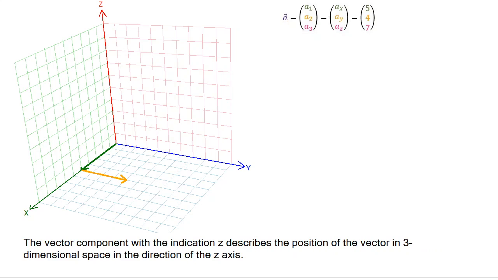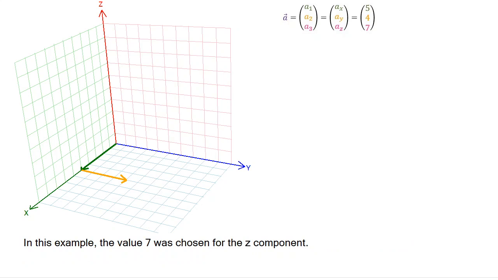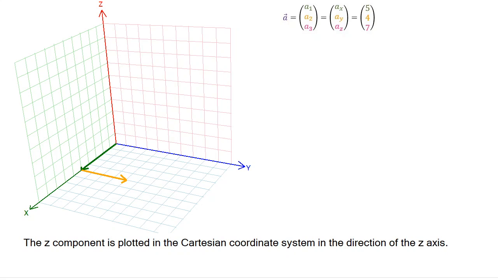The vector component with the indication z describes the position of the vector in 3-dimensional space in the direction of the z-axis. In this example, the value 7 was chosen for the z component. The z component is plotted in the Cartesian coordinate system in the direction of the z-axis.